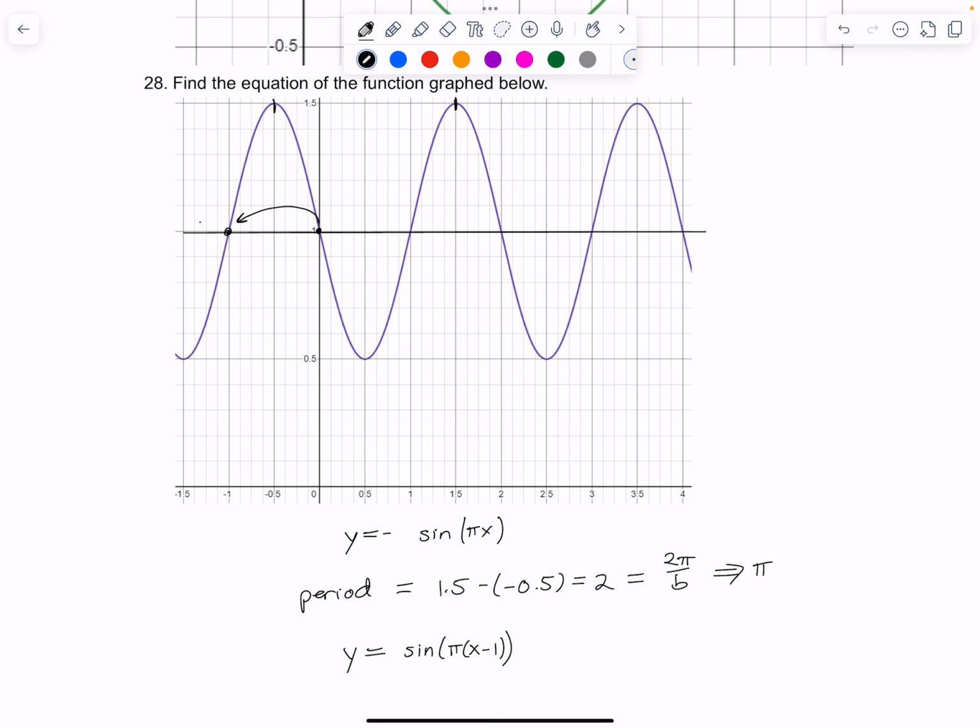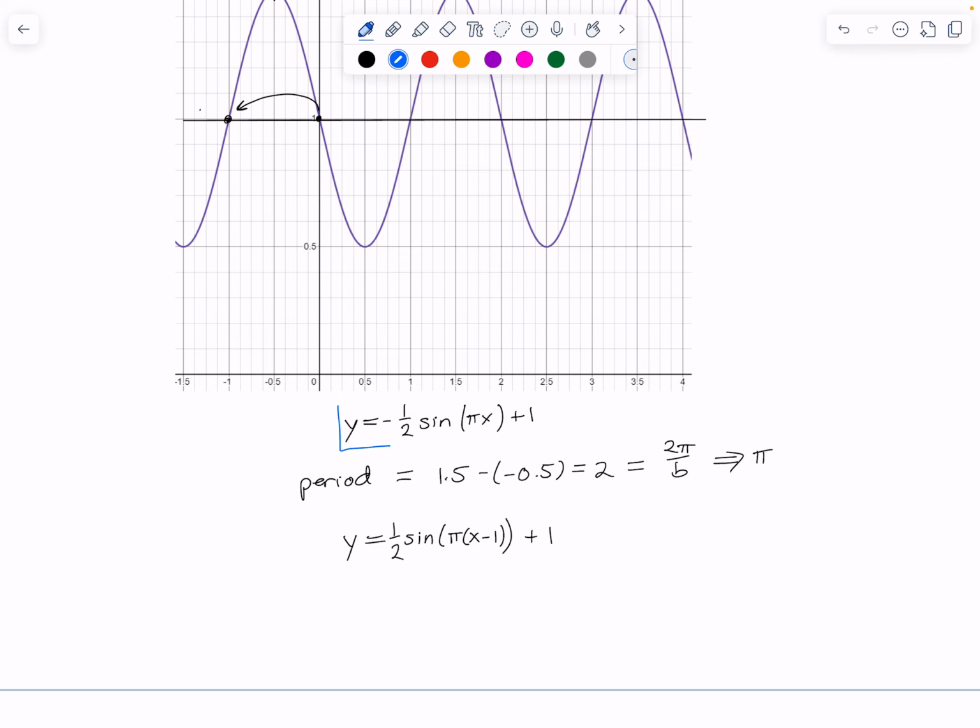So top to bottom, 1.5 to 0.5, it's a distance of 1. Amplitude is half of that, which means the amplitude is a half. So both of these should have a half. And then finally, it has been moved up because it's not centered around 0. The midline is at 1, so both of these need a plus 1. And either one of these should be a valid answer.